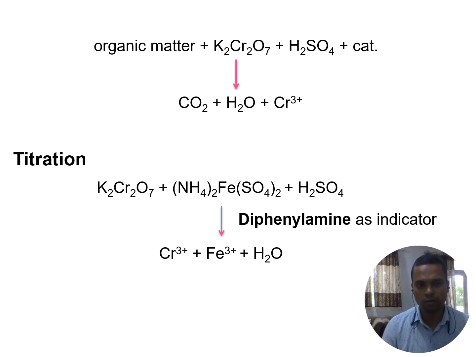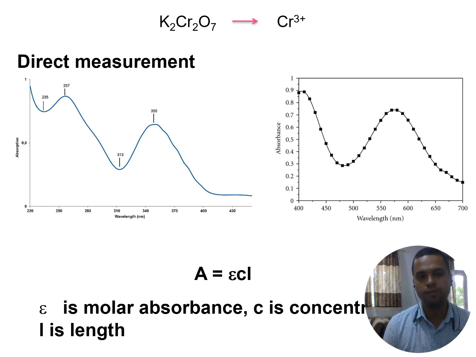So basically, what happens is the organic matter, potassium dichromate, in the presence of sulfuric acid and a little bit of catalyst, produces chromium 3. And ammonium ferrous sulfate is used to determine the amount of dichromate remaining. So if you know the initial amount and what is remaining, you can easily calculate how much was consumed for the organic matter oxidation. You can use a particular indicator and easily count the amount of dichromate you need. The other way, when you do the reaction, it will produce chromium 3.